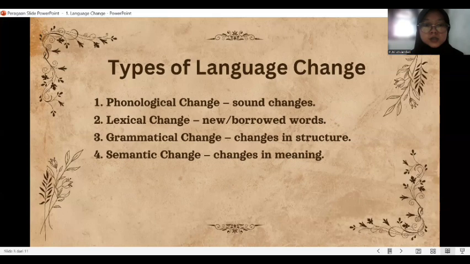And the third is grammatical change. There are changes in structure or word order. For example, Old English had different verb endings, but now it is simplified. And the fourth is semantic change. The meanings of words shift over time. For example, the word sick used to only mean ill, but now in slang it can mean cool or awesome.